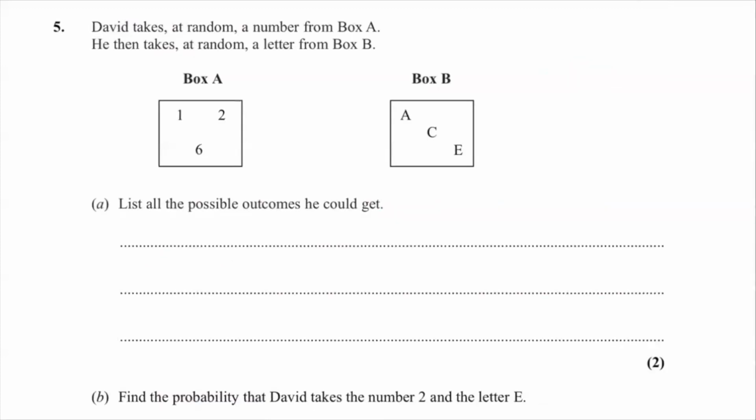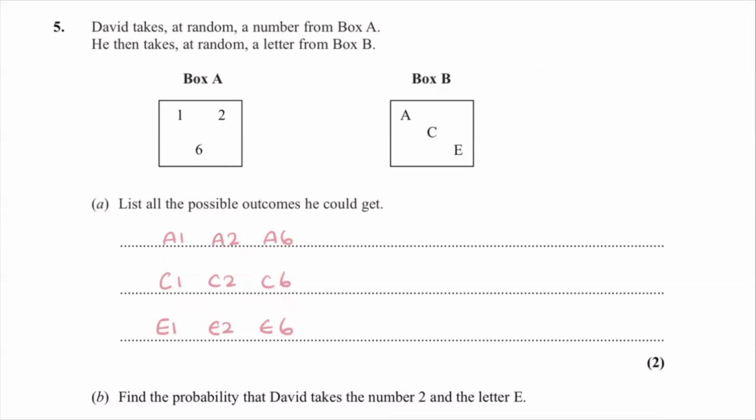Okay, so we have got a number from one box and a letter from the other. And we've got to list all the possible outcomes we could get if we just did that blind. So if we got the letter A, it could go with 1. It could then go with 2. It could then go with 6. And then it would be the turn of the C and then the E. And doing it in a kind of systematic way like this does help you not miss any out.